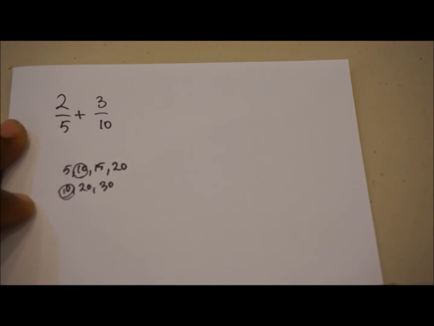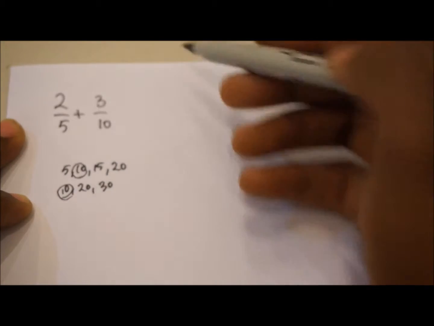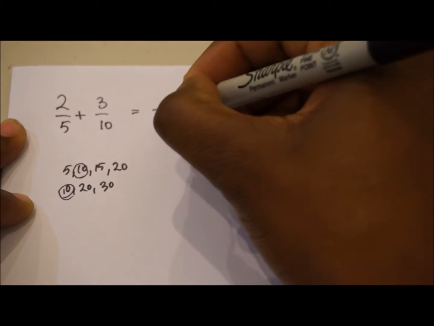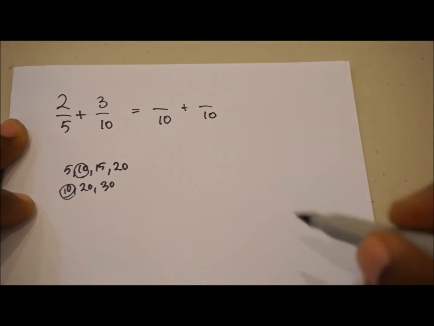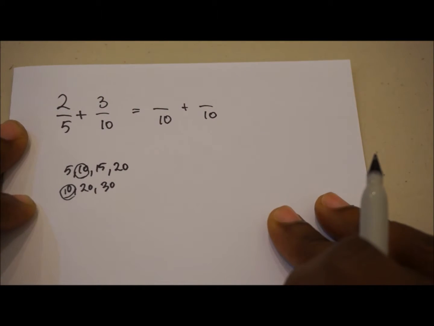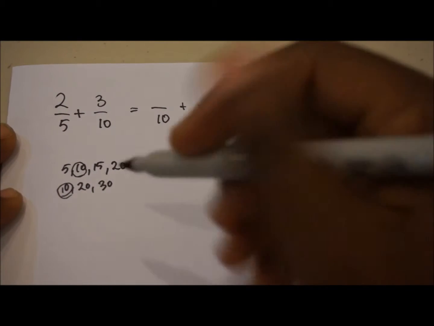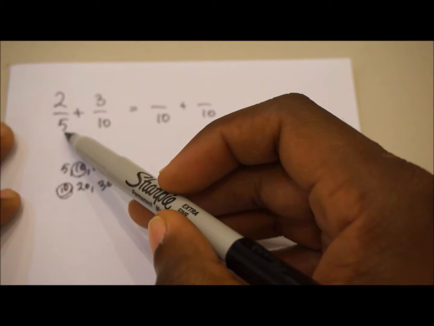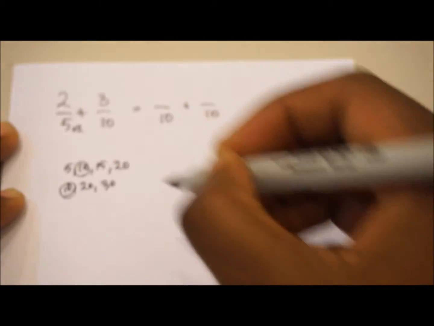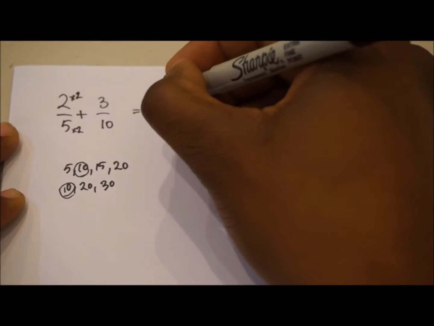The first number in both of these timetables is 10. Therefore, my denominator needs to be a 10. Therefore, this fraction needs to turn into something over 10, and then this fraction should be something over 10 also. Remember how we convert our equivalent fractions. If I want to get a 10 down here, I ask myself, what do I multiply 5 by in order to get 10? 5 must be multiplied by 2. Therefore, I multiply the numerator by the same 2. Therefore, my numerator becomes a 4.